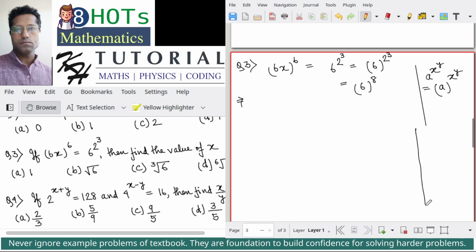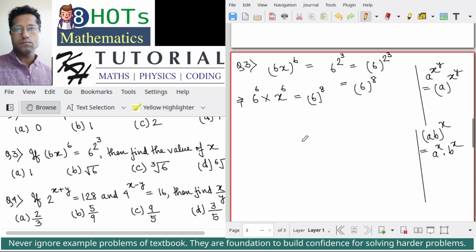That is, I will apply the concept that if there is an exponential expression (ab) raised to the power x, I can split this into two exponential terms: a to the power x multiplied by b to the power x. So the left hand side will be 6 to the power 6 multiplied by x to the power 6. This is equal to 6 to the power 8.